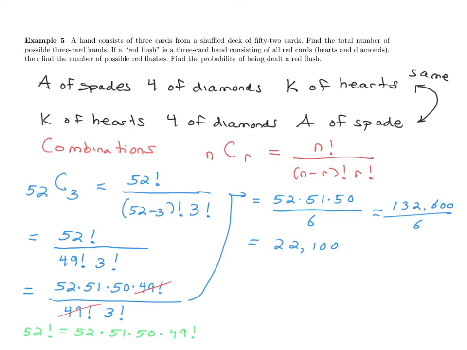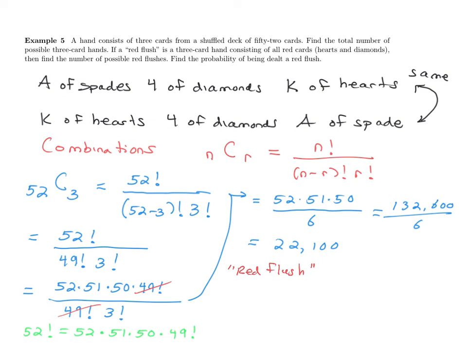Now, this question goes on to define something. If a red flush is a 3-card hand that consists of all red cards, can we find the total number of possible ways this happens? It's going to be a very similar process. This is every single possible hand that you could get, but what if it were just red cards? I'll put down here a red flush. How would that happen?